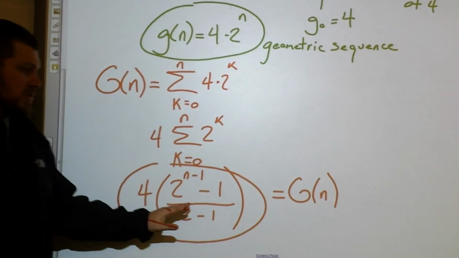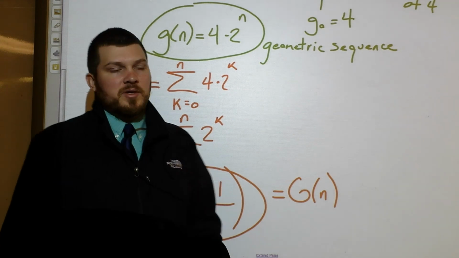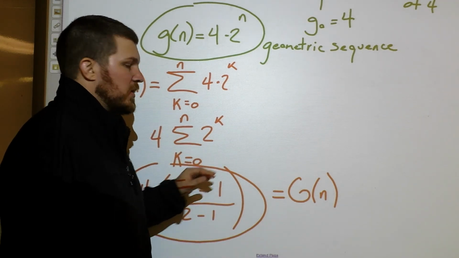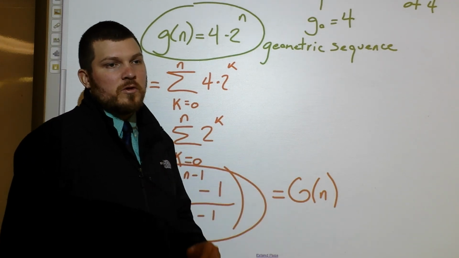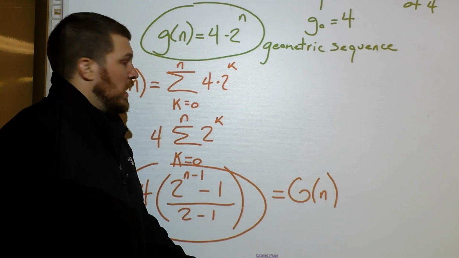So g of n equals this. Again, n is our input, g of n is our output. So once we know what n is, we can find specific outputs for our series. And series just means we add those outputs together. And that's it for this video.